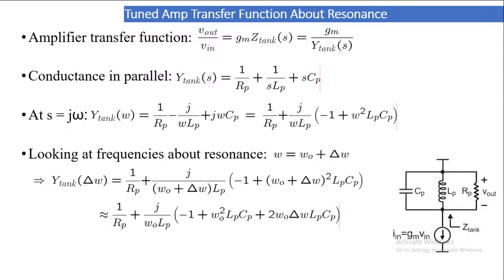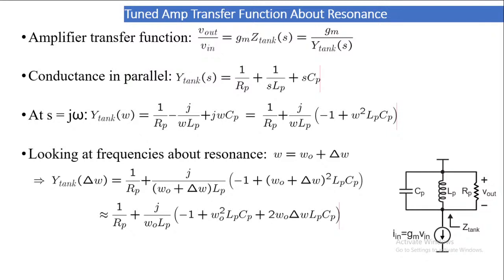Now at S is equal to j omega, Y tank of omega will be equal to 1 by Rp plus 1 by S into Lp. 1 by S into Lp is 1 by j omega into Lp, which is minus j by omega Lp, plus j omega into Cp. So that you can write as 1 by Rp plus j by omega Lp. You take that common, so that will give you minus 1 plus omega square Lp into Cp.